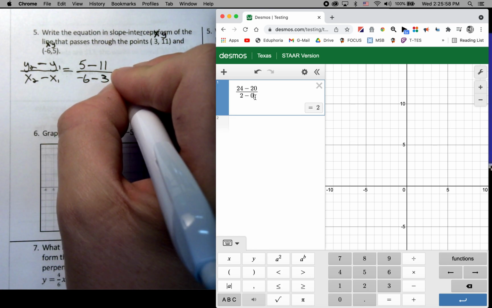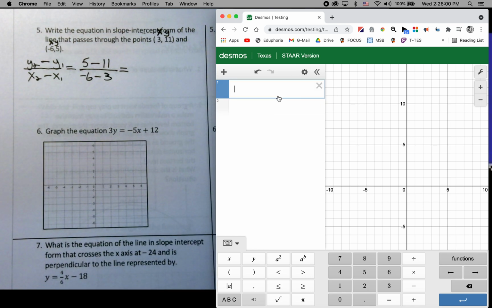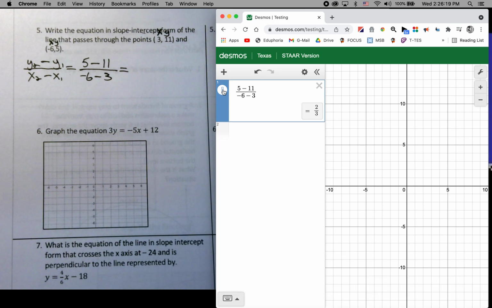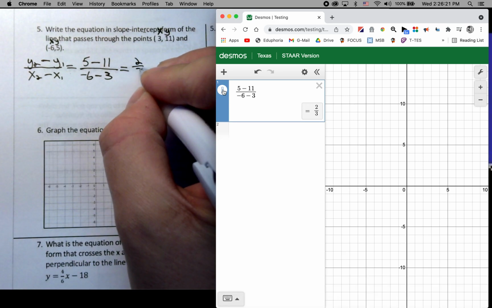All right, and like I said, I can just go to Desmos. I can just hit the divide button. And then I'll say 5 minus 11 on top. Oops, not 1, 11. And then negative 6 minus 3. And I don't like that decimal. I'm going to turn that back into a fraction by hitting the fraction button. So that's 2/3. All right, so that's my slope.